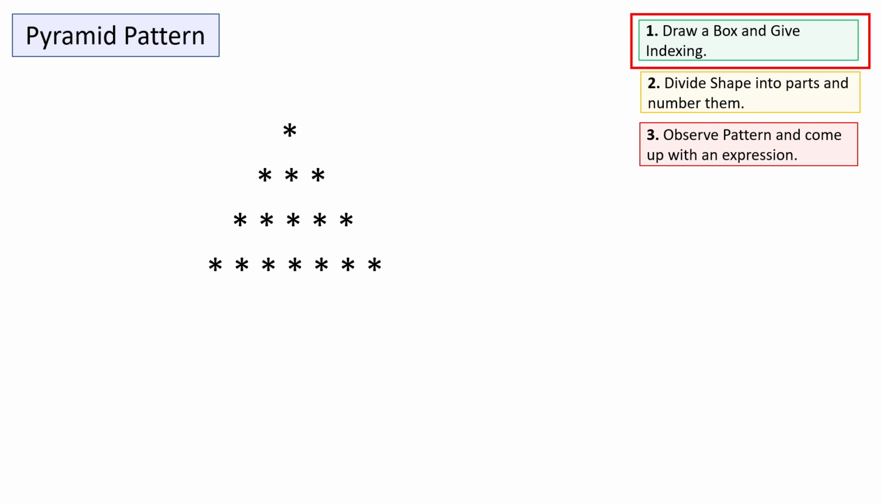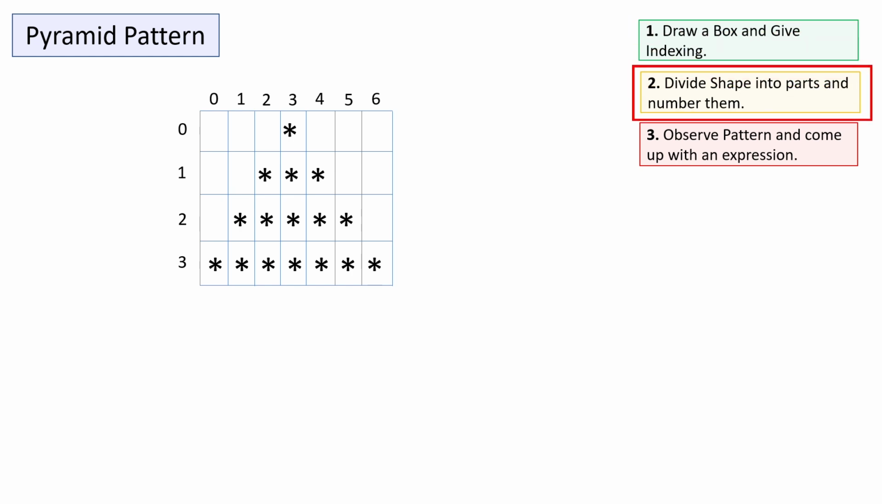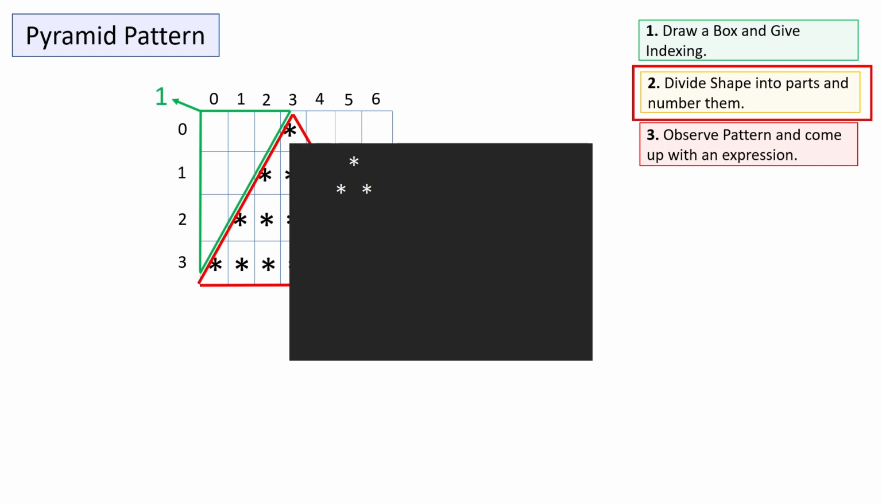As the trick says, first make a box around it and give it indexing. Then divide the shape. For this pyramid, we can divide it into two parts, spaces and stars. The more you divide it, the more inner loops you will need, so divide accordingly. Now, you might wonder about the spaces at the end of each row. Do we need to print them? Actually, no. After printing the stars, when we move to the next line, it automatically creates the spaces, so no need to worry about that.